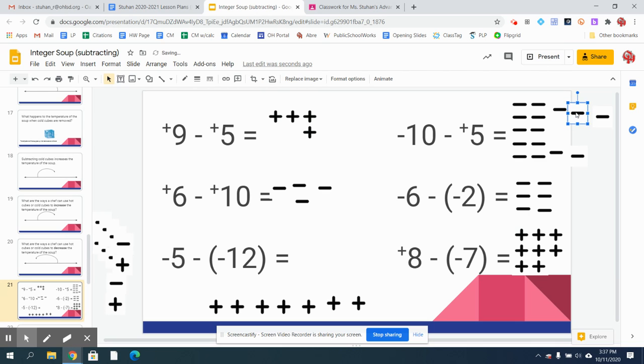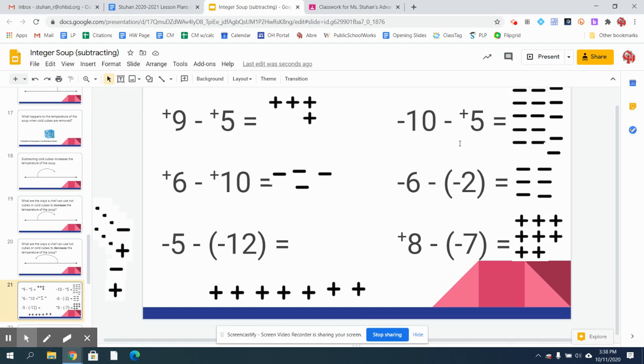So now we have all these negative or cold cubes. And let me just organize them a little bit so we can see what we have left. So we have 15 cold cubes, or 15 negatives. So negative 10 minus positive 5 is negative 15.